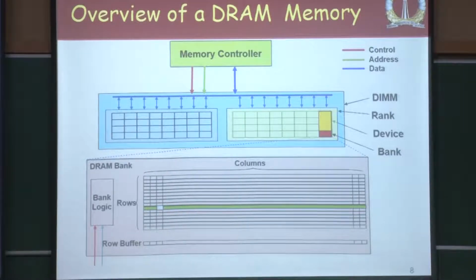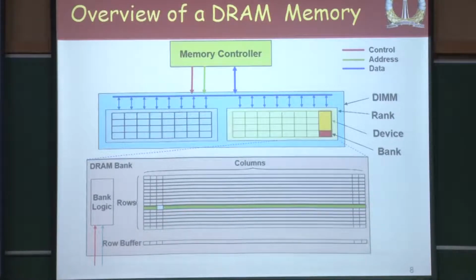And how does this access take place? Again, as I mentioned earlier, some part of the address is going to be used to decide which rank it is. Here I have shown 2 ranks pictorially. So, which rank it is, and within that rank which bank it is, and within that bank which row it is, and within that row which column it is. So, some parts of the address are going to be used to decode the rank, some for the bank, some for the row, some for the column.